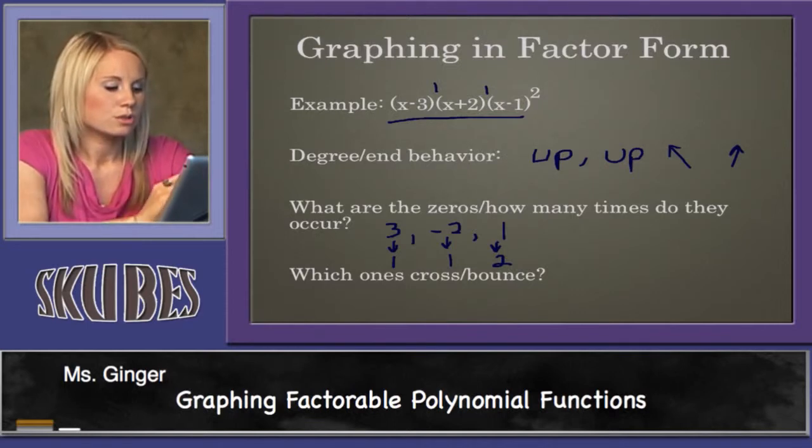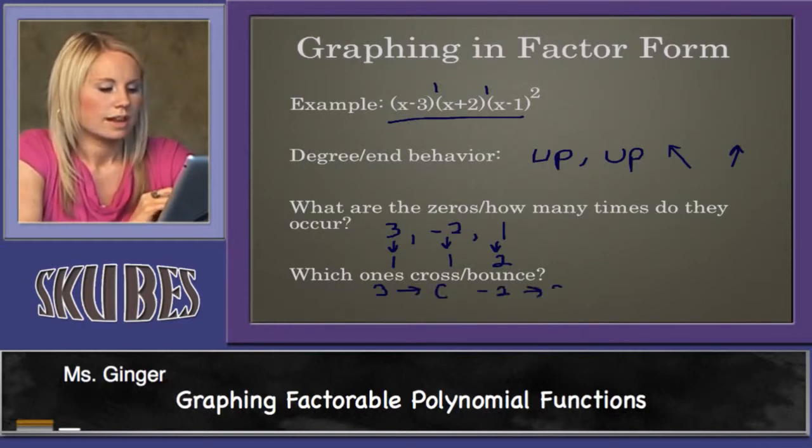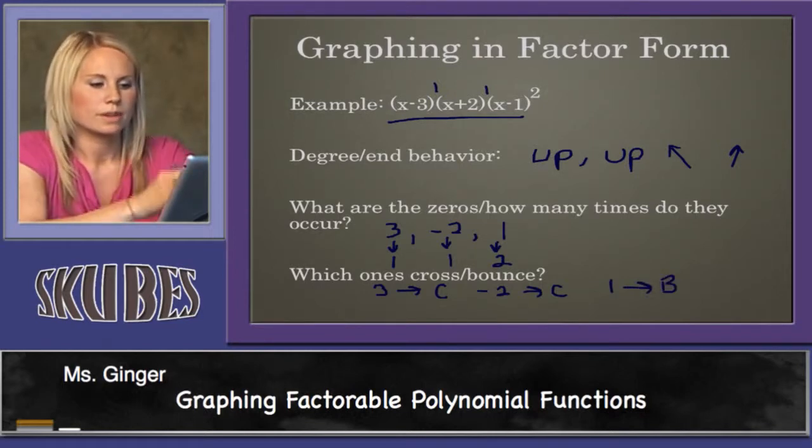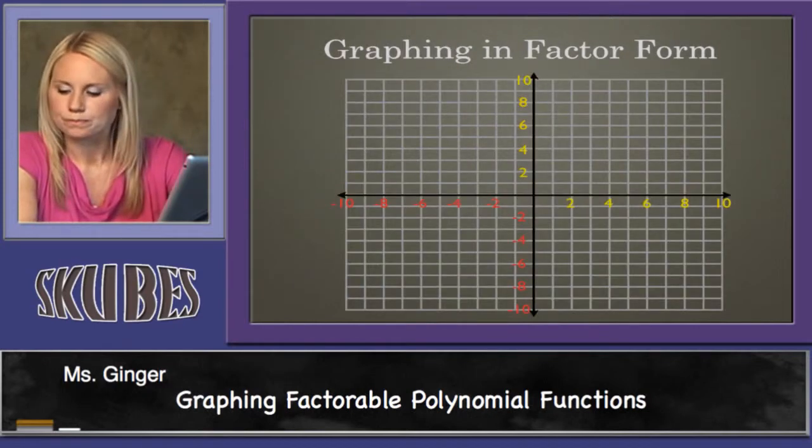So these first two are going to, let's just do C or B for cross or bounce. The first two are going to cross, and the last one's got an even power, so it's going to bounce. So we've done our homework, and now we're ready to do our picture.